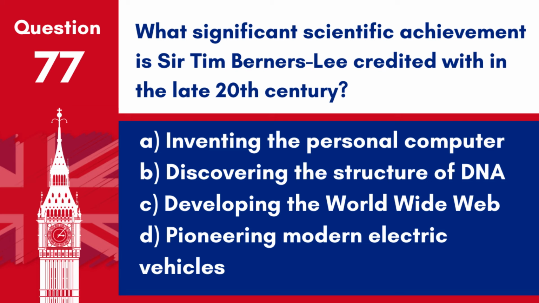Question 77. What significant scientific achievement is Sir Tim Berners-Lee credited with in the late 20th century? A. Inventing the personal computer. B. Discovering the structure of DNA. C. Developing the World Wide Web. D. Pioneering modern electric vehicles. Answer: C. Developing the World Wide Web. Sir Tim Berners-Lee is credited with the development of the World Wide Web, which revolutionized information sharing and communication globally.